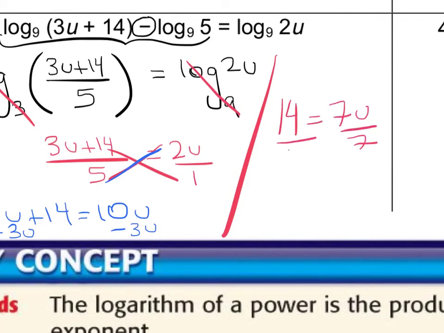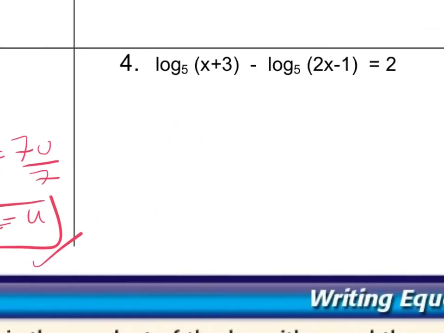Divide by 7, so u is equal to 2. If you plug it in, you'll see that it will give you a positive number, so it is acceptable. Now let's move on to number 4.